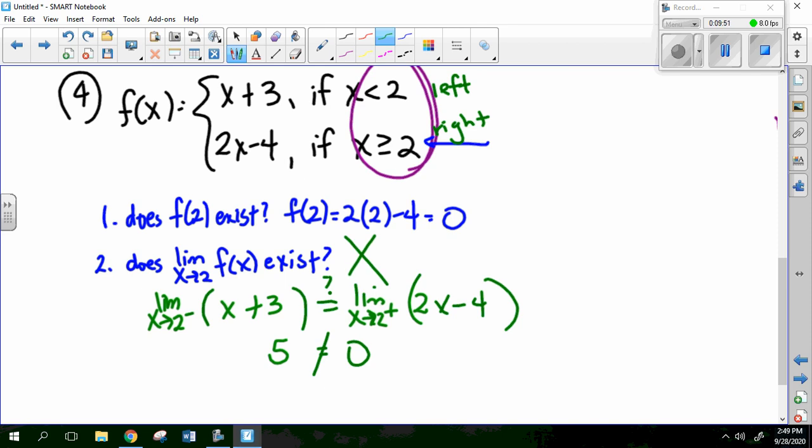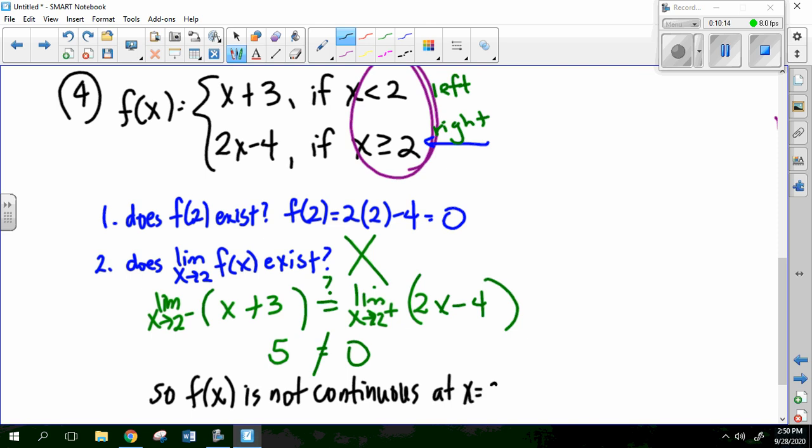Well, I don't even have to check the third part of the conditions. If I say no to number 1 or 2, there's no chance number 3 is going to work. So we can go ahead and say f of x is not continuous. That's the answer to the first question, but then where is it not continuous? And that is at x equals 2.